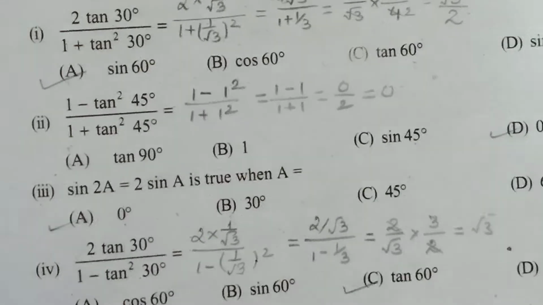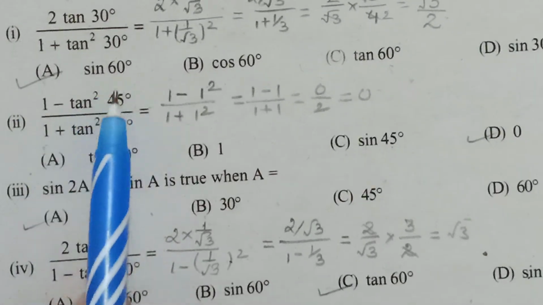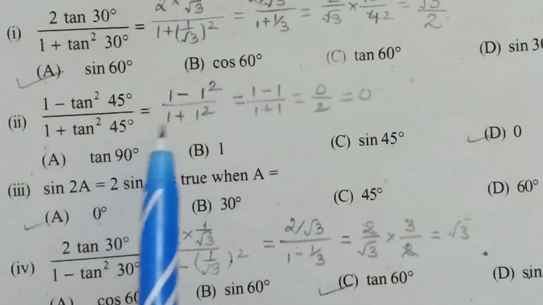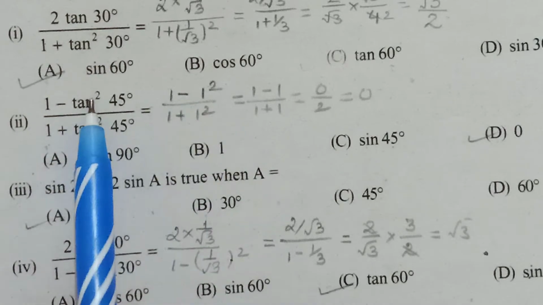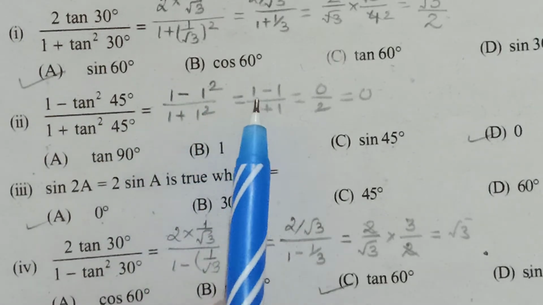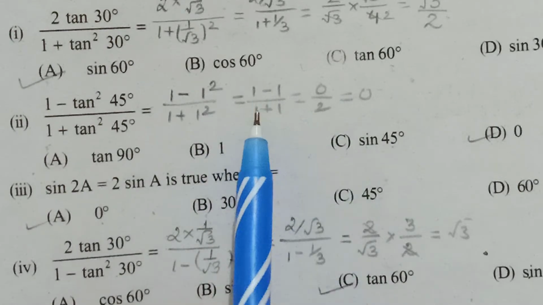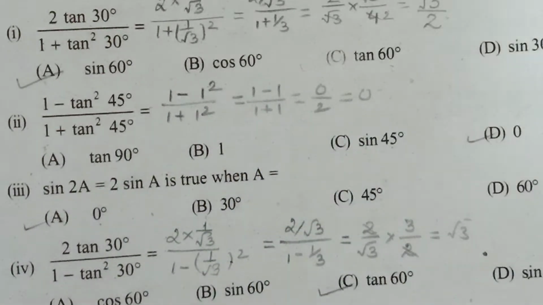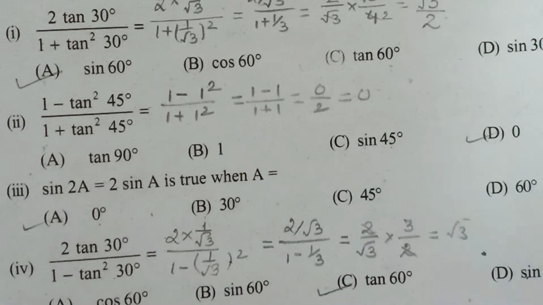Then second, 1 minus tan square 45 upon 1 plus tan square 45. Tan 45 is 1. So 1 minus 1 square upon 1 plus 1 square. So this becomes 1 minus 1, which is 0, over 1 plus 1, which is 2, which is equal to 0. So that's your right option.